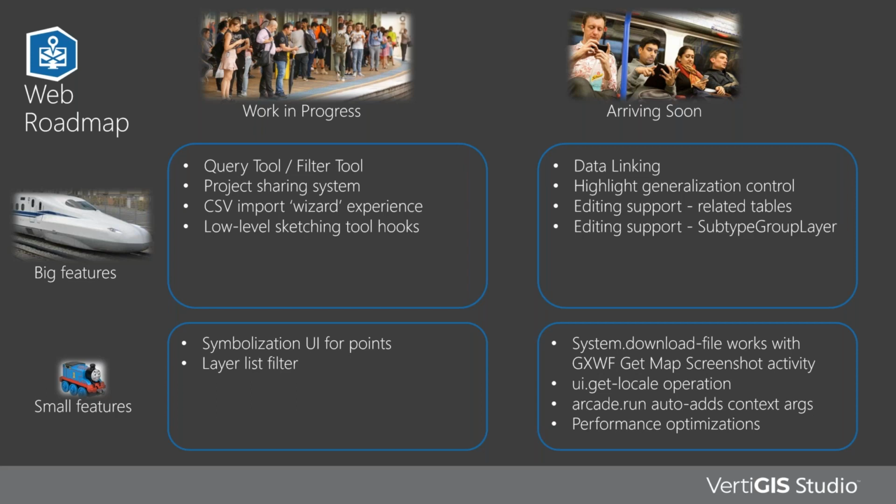We're also working on some lower level sketching hooks. This will be great for more advanced editing use cases where you want to change what the sketching looks like depending on where your cursor is. If it's over a water feature, then no, you can't go there. If it's not, then yes, you can, things like that. And a layer list filter, which I know is another thing many of you have been asking for.